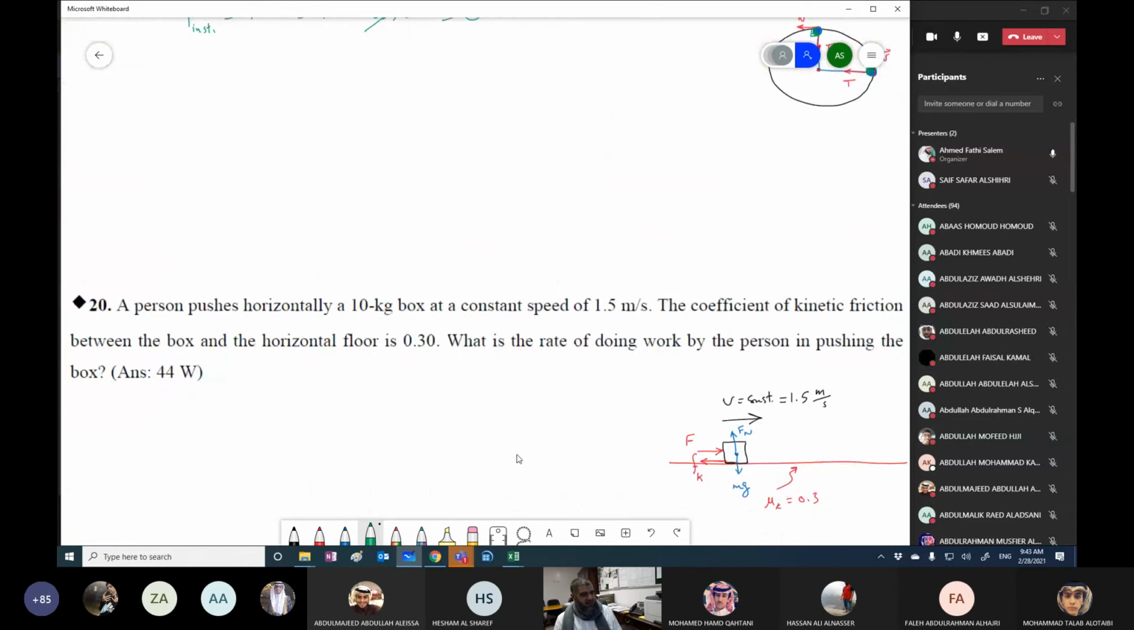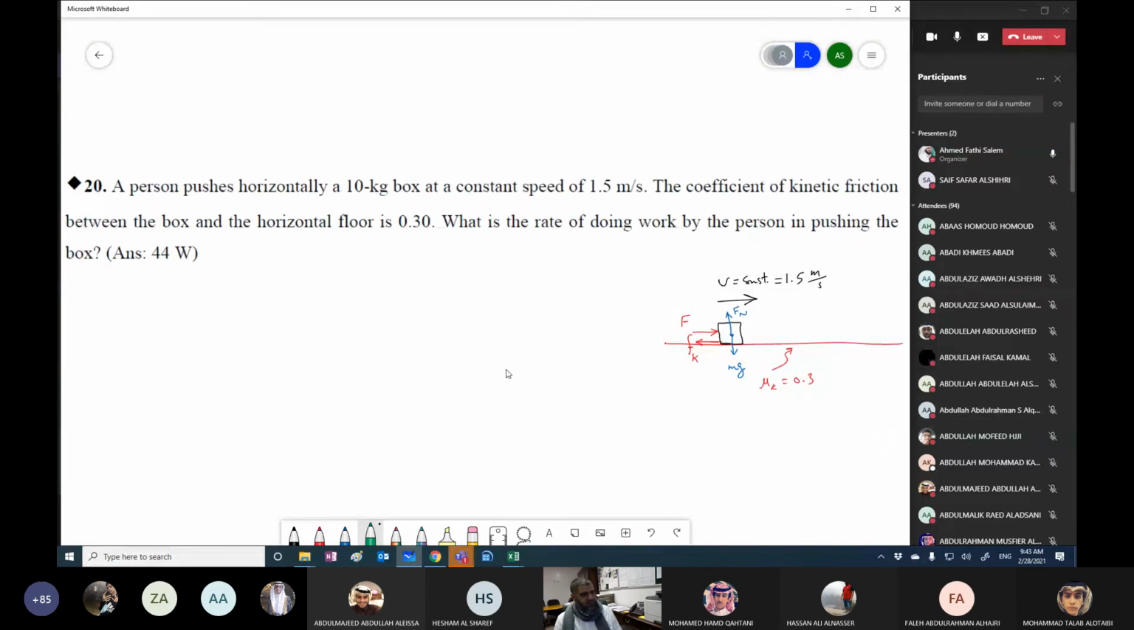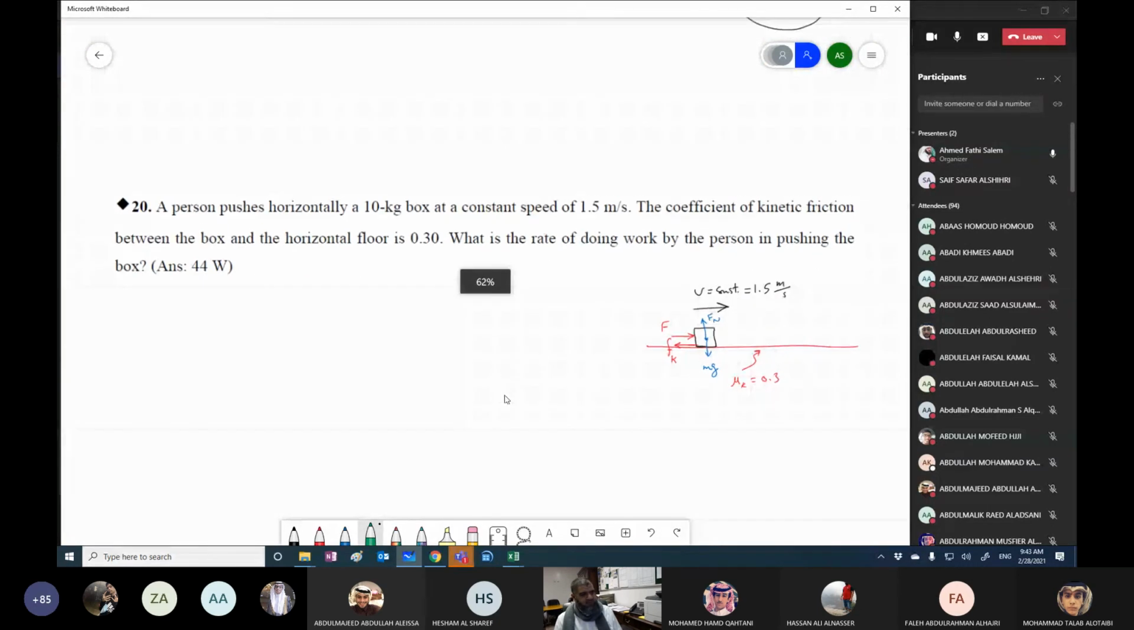Okay, let us take more examples. So the speed is constant and it is 1.5 meter per second. What does that mean, guys? V is constant, which means how much is the acceleration in this horizontal direction? The acceleration is equal to 0, because V is constant. Which means how much is F net?